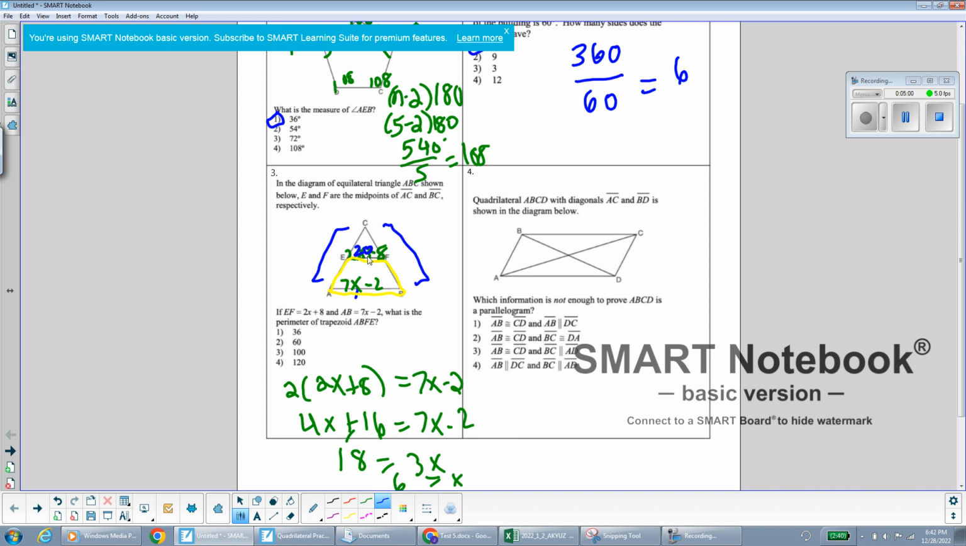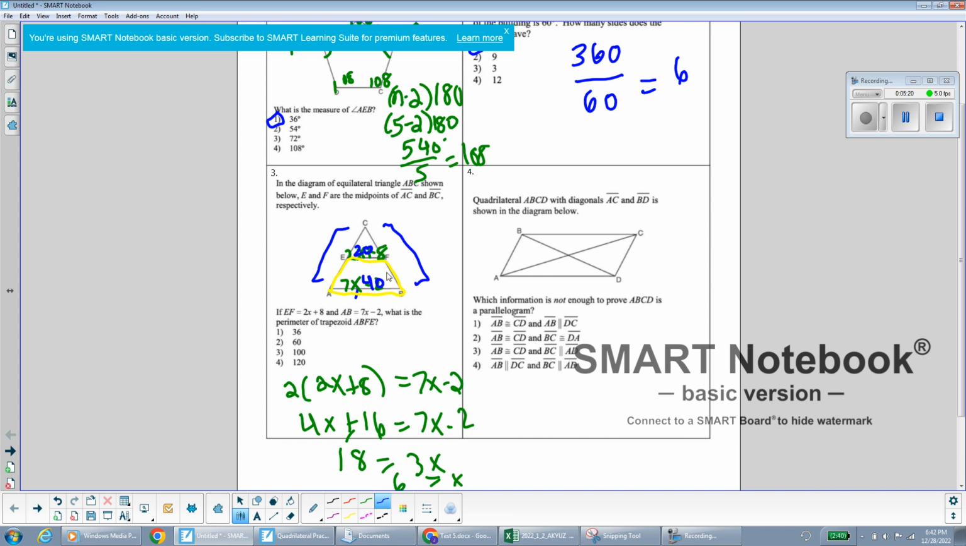And we know that AB should be double that, but I can plug in just to verify that it is. 7 times 6 minus 2, and that is 40, exactly what we expect it to be, since the side that the midsegment is not touching should be double what the midsegment is. Now we know two sides of this trapezoid, and guess what?